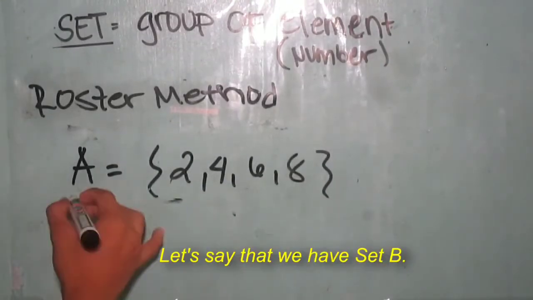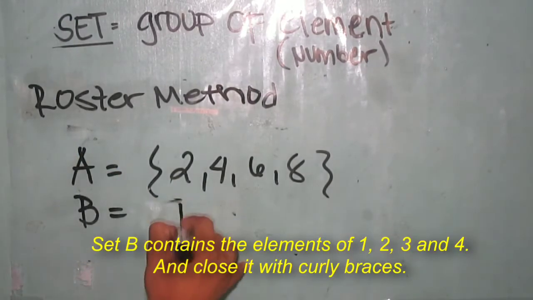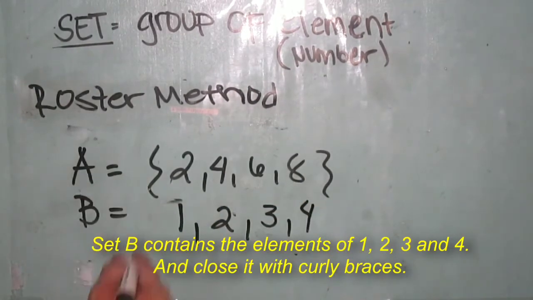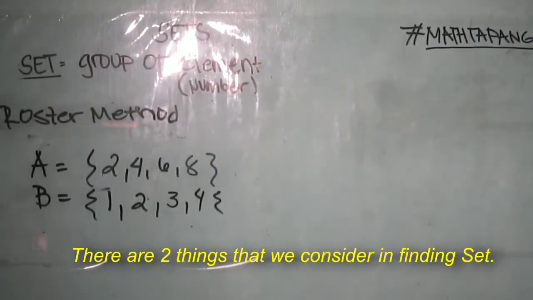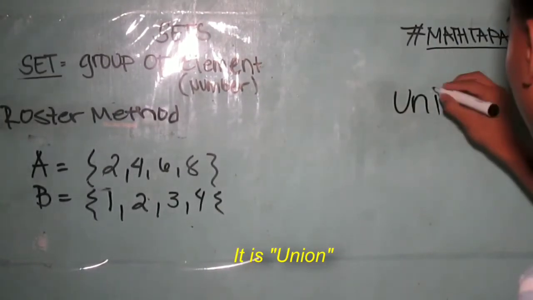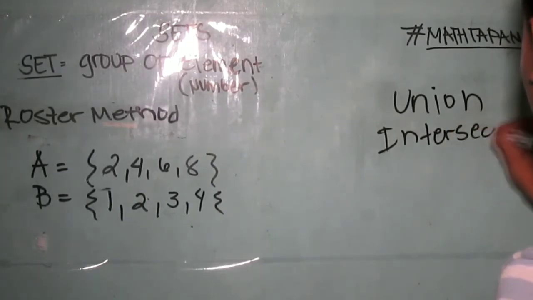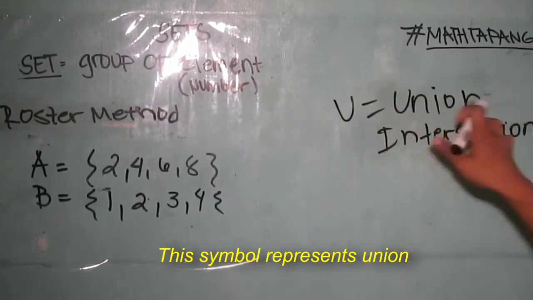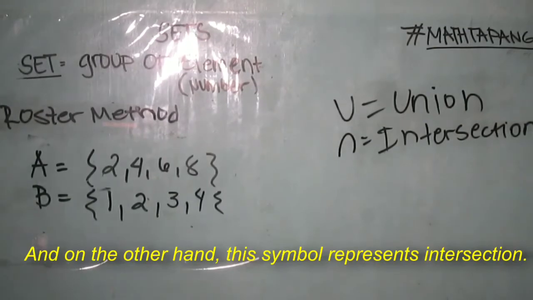Let's say that we have a set B. Set B contains the elements 1, 2, 3, and 4, and we close it with curly braces. There are two things that we consider in finding a set: union and intersection. This symbol represents union, and on the other hand, this symbol represents intersection.